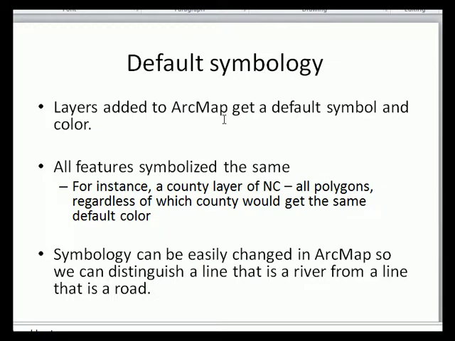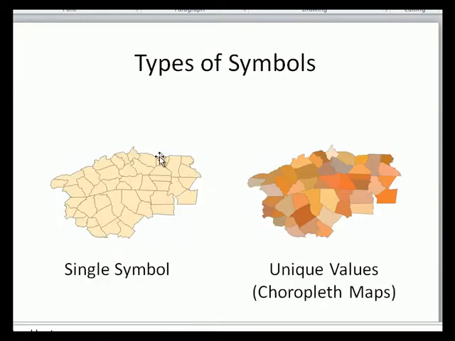As I just mentioned, in ArcMap, the default operation when you load a layer is that all the features get the same symbol. So the same color, the same point, the same line symbol. In this case, all features, like the example two slides before, when you load a counties layer into ArcMap, all the counties get the same symbol.